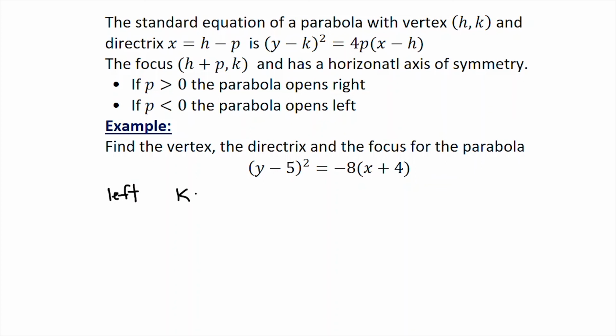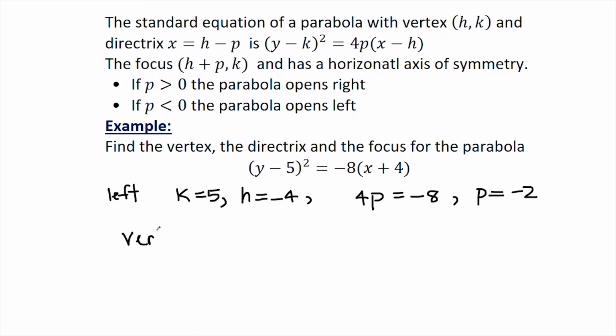Y minus 5 tells me that k is equal to positive 5. X plus 4 tells me that h is equal to negative 4. And now what I can do is line up 4p and set that equal to negative 8. And that tells me very quickly, of course, that p is negative 2. So now that I have all of these values, I can answer the question.